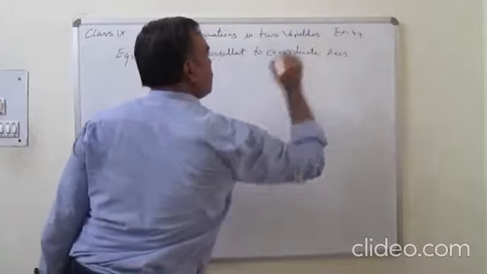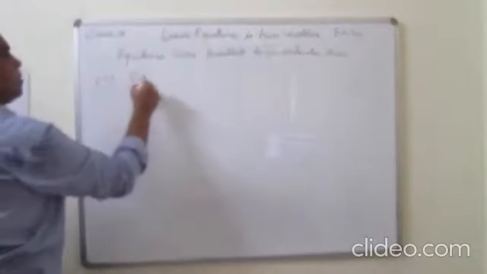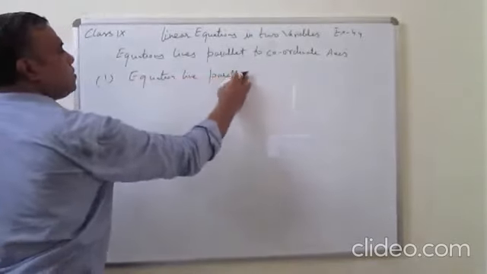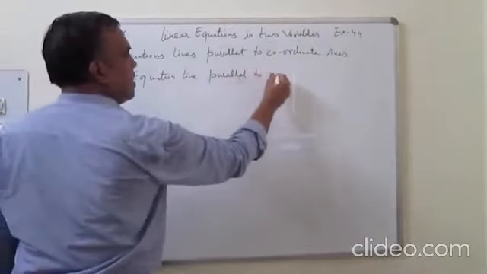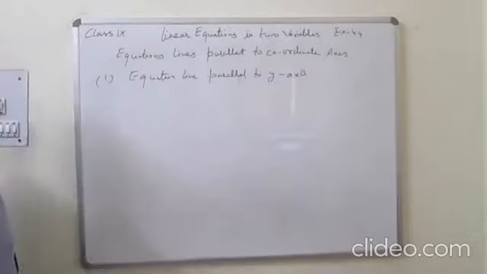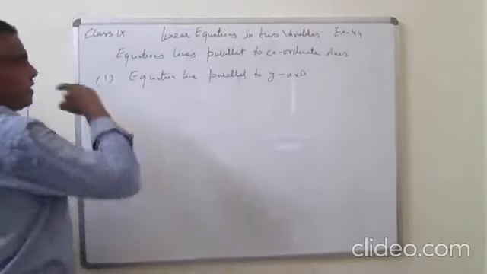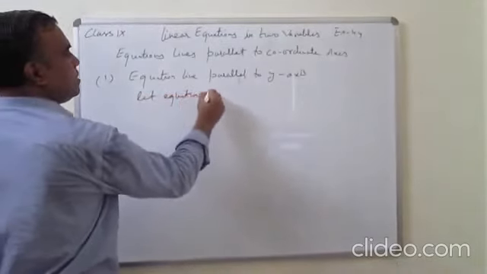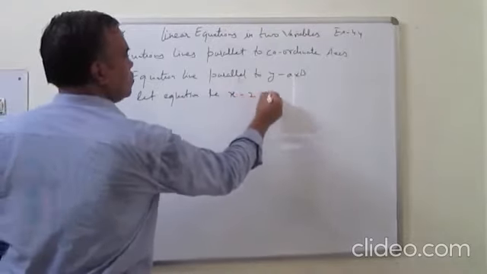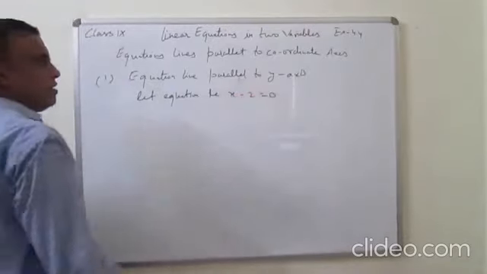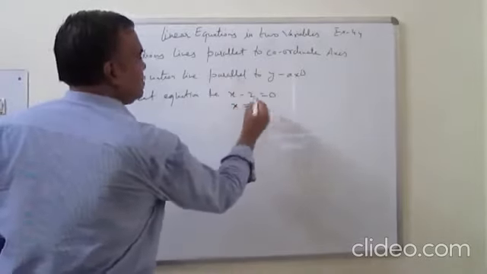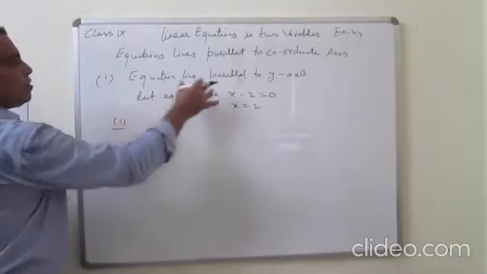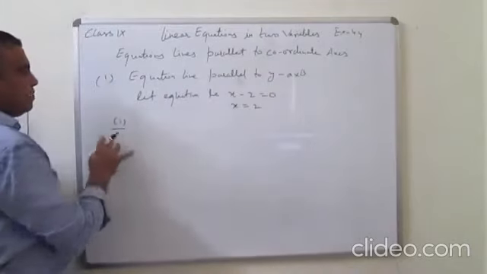Exercise 4.4. First, we studied about equation of line parallel to y-axis. Suppose you consider any equation, let the equation be x minus 2 is equal to 0. So here the value of x is 2. Consider on number line. If you draw the equation of a line parallel to y-axis, draw in two variables.